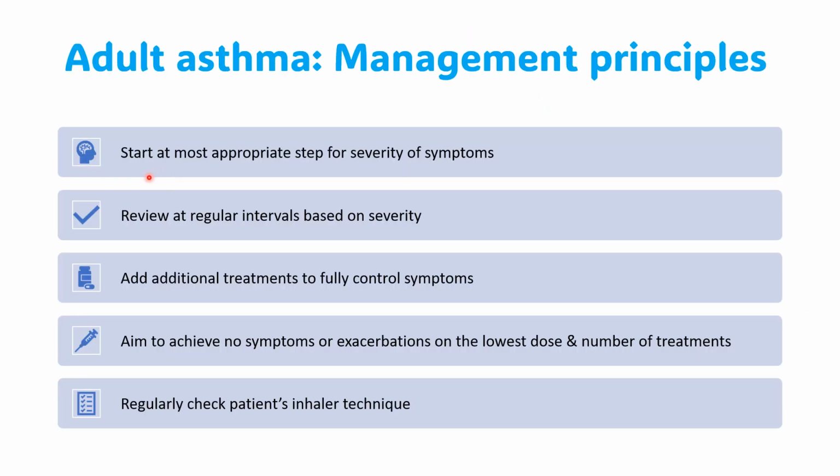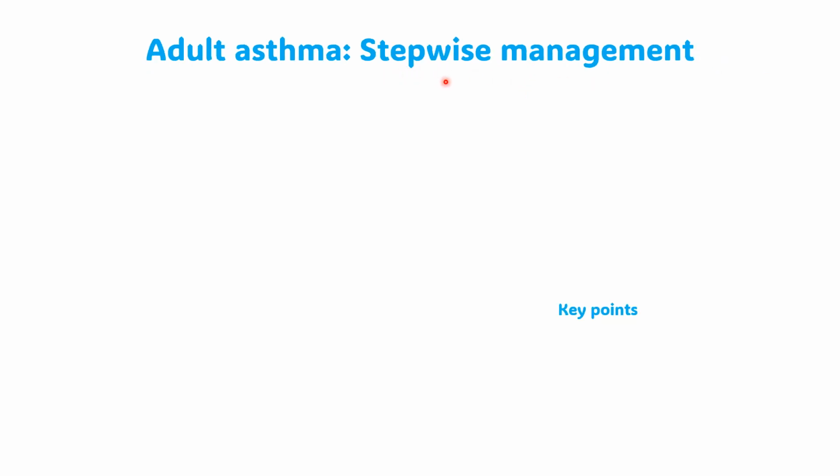Okay, so let's talk about the management principles of asthma. It's important to start at the most appropriate step for the severity of symptoms. We want to review the patient's current treatment at regular intervals, based on the severity of their symptoms. We want to add additional treatments to fully control the patient's symptoms. And then we want to aim to achieve no symptoms or exacerbations on the lowest dose and number of treatments. Okay. And we want to regularly check the patient's inhaler technique, that it's correct. And when patients have asthma, we want to aim for their peak expiratory flow rate to be greater than 80% of their predicted.